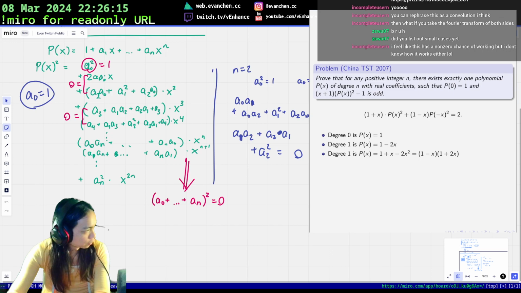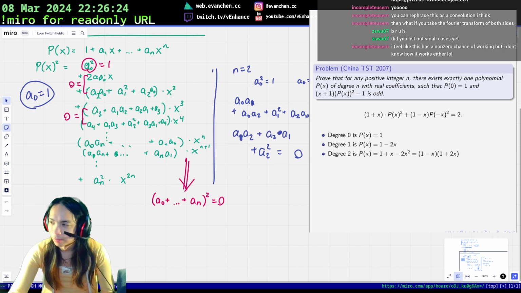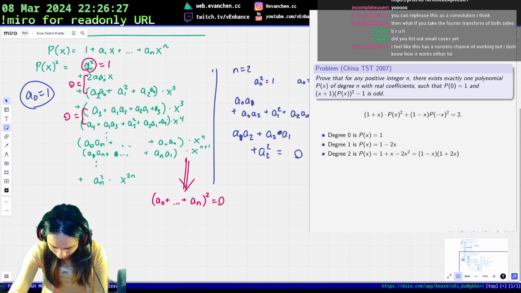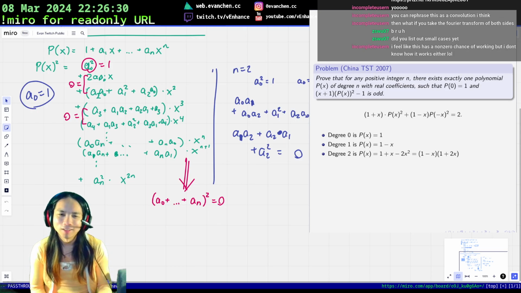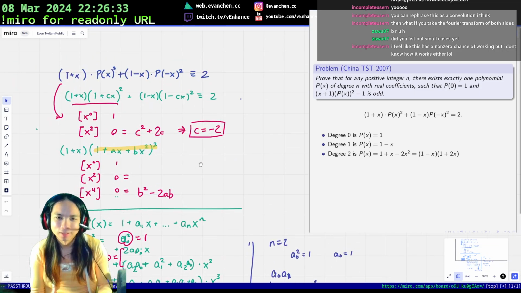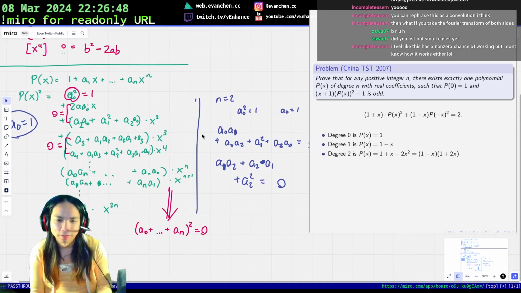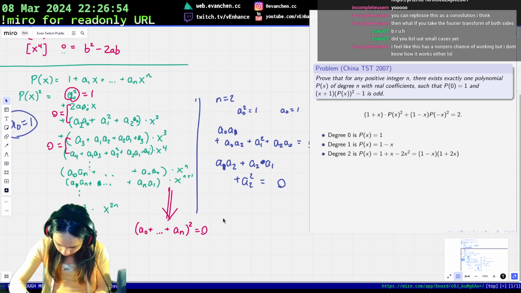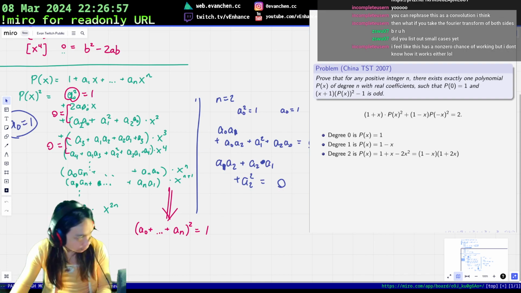Did I screw up the degree 1 case? I think I screwed up the degree 1 case. Yeah, the sum of the coefficients is supposed to... Hang on, how did I screw up degree 1? Didn't I just do this? Oh, I'm sorry, I lied. The sum of the coefficients is not 0. The sum of the coefficients is 1. So, okay, my degree 2 answer is wrong then.